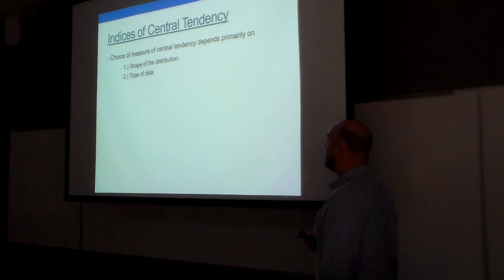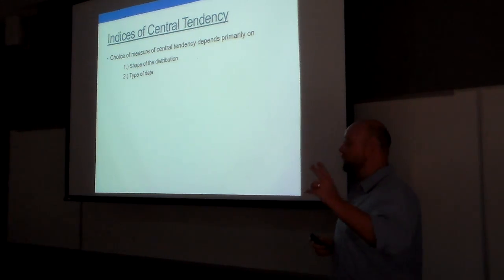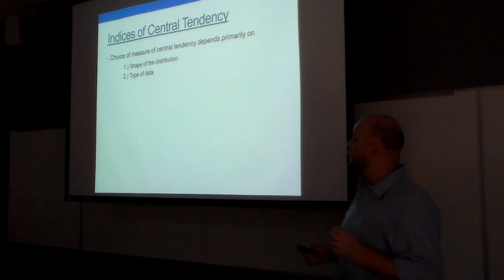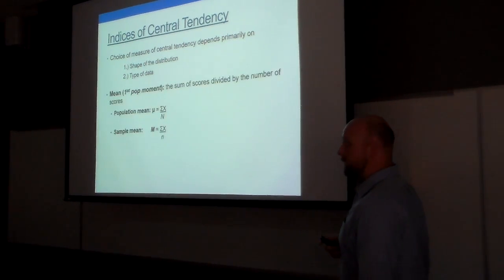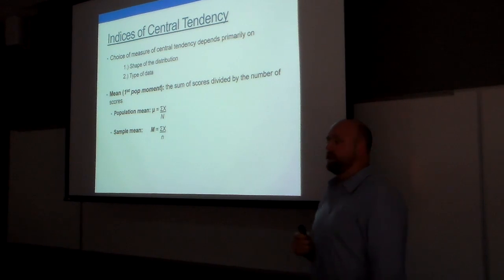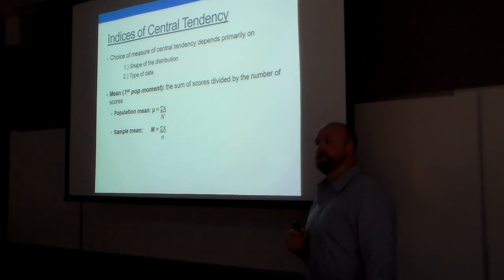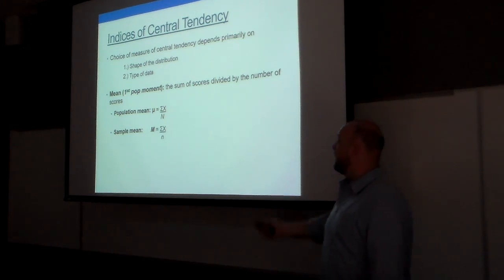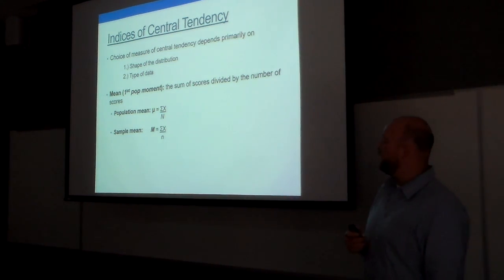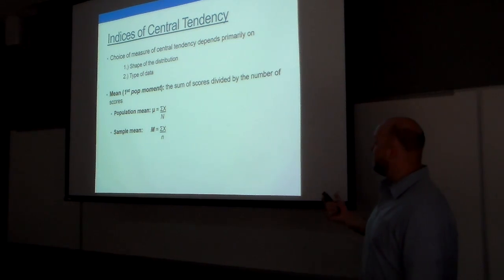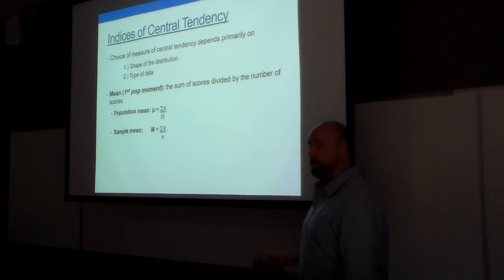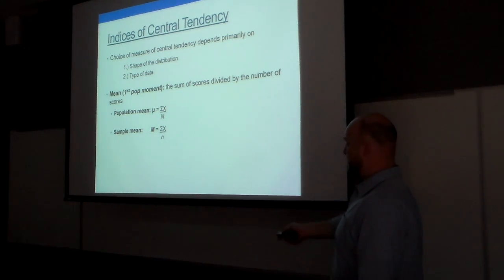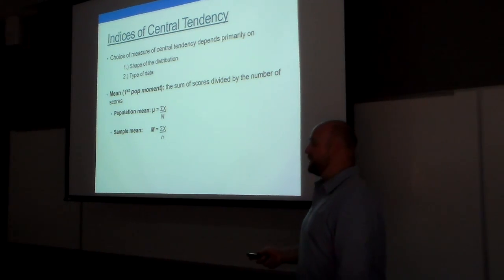Okay. Choice of our measure of central tendency is determined primarily by the shape of the distribution and the type of data that we're working with. If we're talking about the mean, and you want to have nerdy stat trivia tucked inside your brain somewhere, refer to the mean as the first population moment. Mean obviously is the average, right? Sum of scores divided by the number of scores. Our population mean is just the sum of all our values in a population divided by how many people there are in the population. Sample mean is the sum of all the scores in our sample divided by the number of people in our sample. Pretty easy, pretty straightforward.